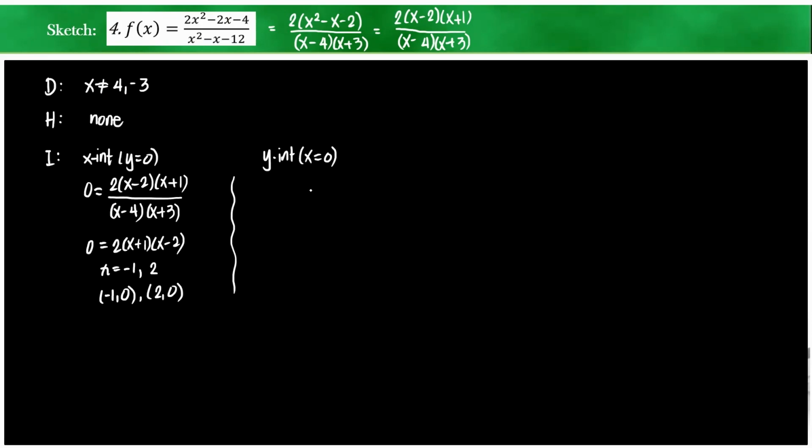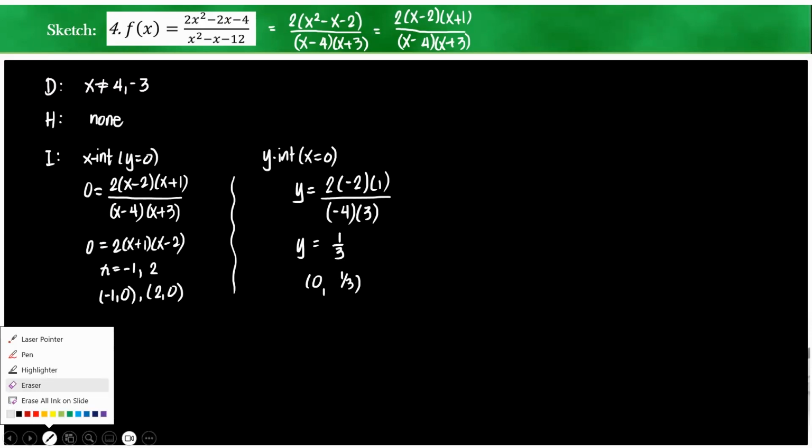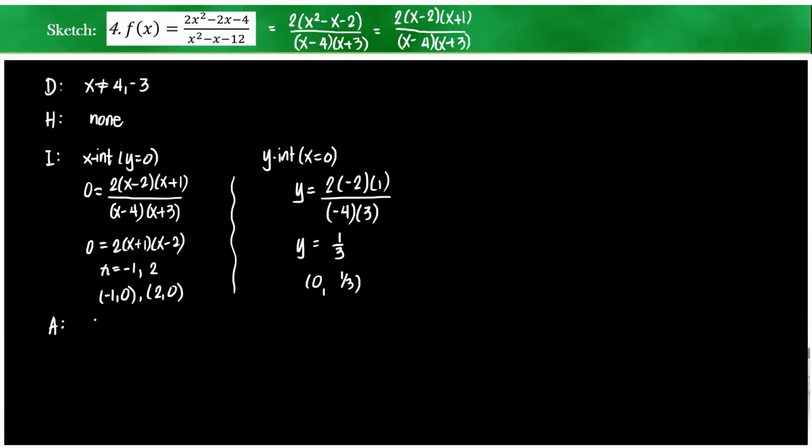In here, y equals 2 times -2, 1 times -4, 3. What did I do? I made all the x's 0. So -2 times 2 is -4 over -4. So the answer is 1/3, right? So it's (0, positive 1/3). Okay.